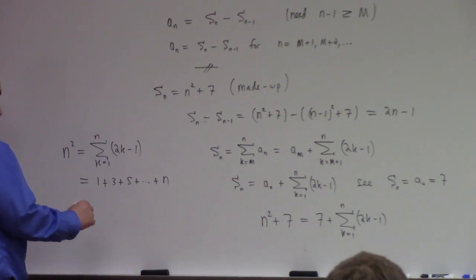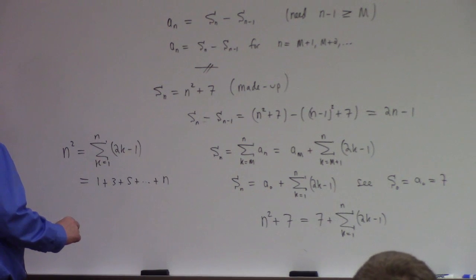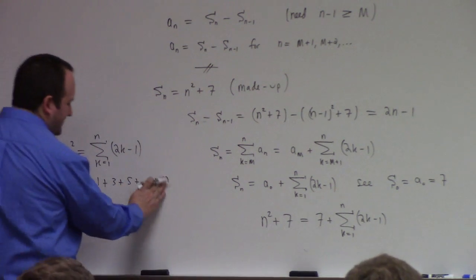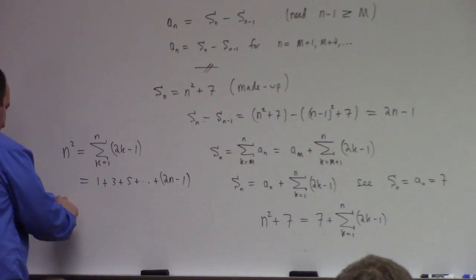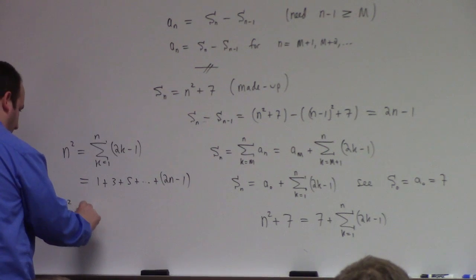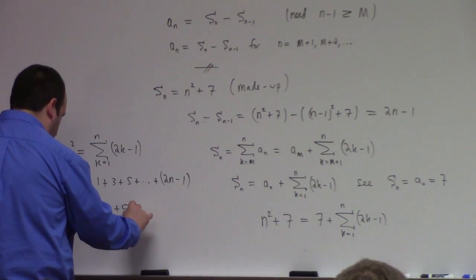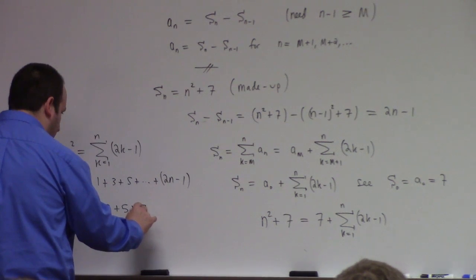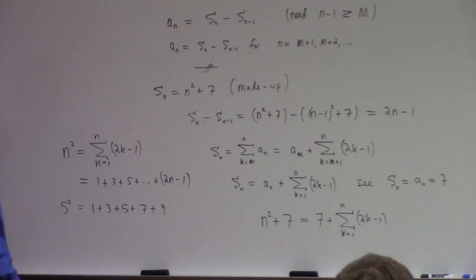So, for example, I'm sorry, it's 2k minus 1, right? Let's try it out. Is 5 squared equal to 1 plus 3 plus 5 plus 7, where do I get to, plus 9? Is that true?